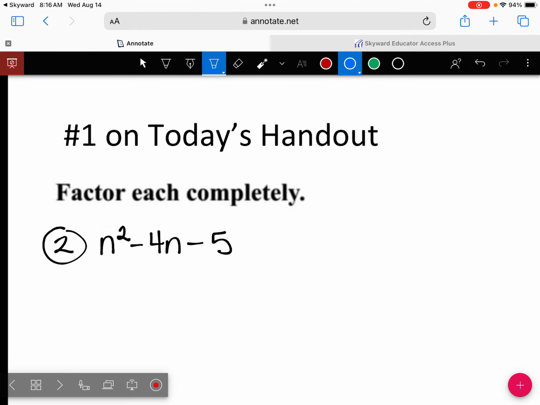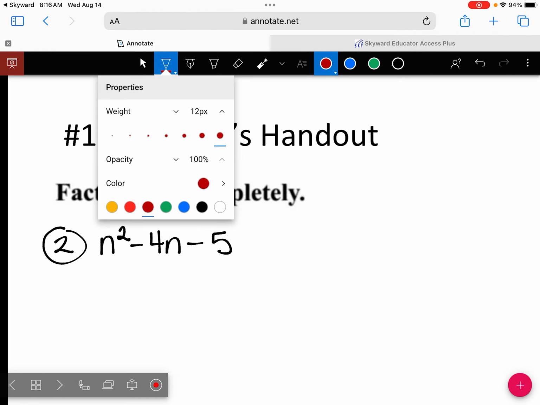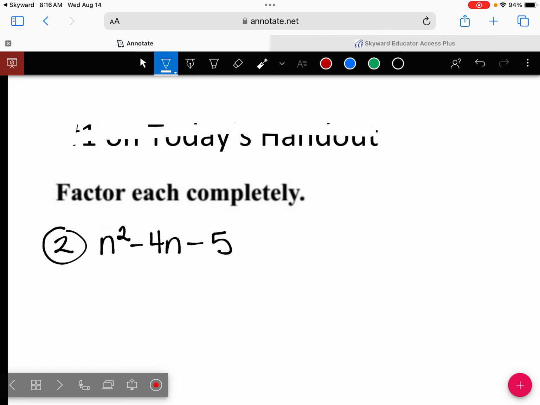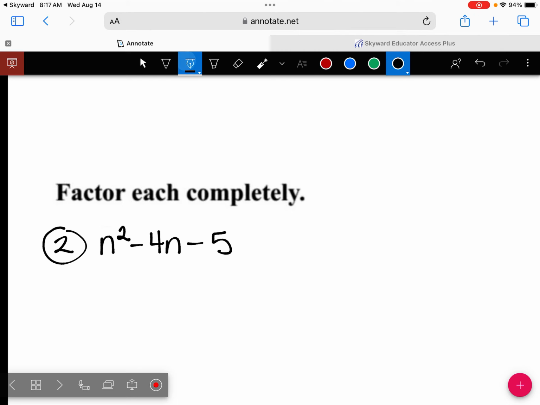All right. So let's go ahead and get started with number 1. Well, it's actually number 2 on the handout. So I'm actually skipping number 1. Let's go right to number 2. So we're going to factor this down. So let me just give you a little bit of a review for factoring. Go ahead and write this at the top of your page or somewhere.